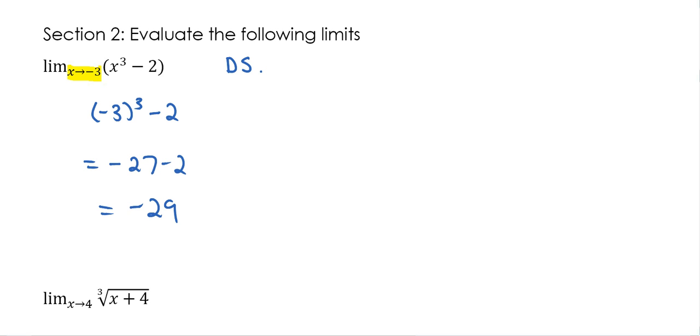You don't have to write a limit statement again here. X approaches -3, you don't have to write that step in because simply you're doing a direct substitution, all right? So whenever you're substituting the numbers, you don't have to write the limit statement again.